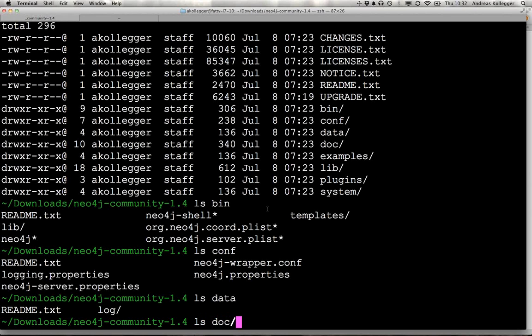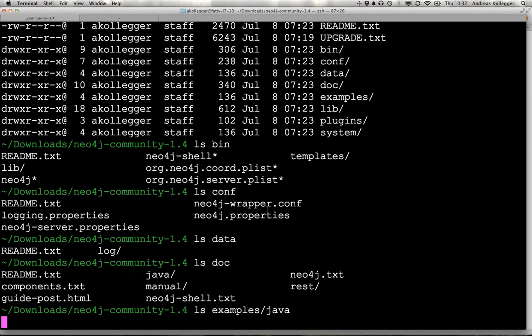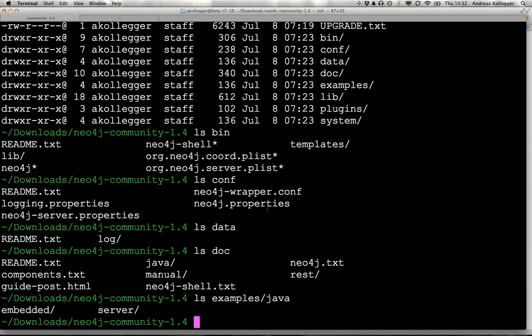There's the doc directory that has some handy text files in there, and it also has the aforementioned Neo4j manual, both in PDF and HTML forms. You have that available offline, in addition to being able to read it on the web. There is then, of course, our lovely Java examples directory that has examples for both running Neo4j in embedded mode and for running it as a standalone server. In just a little while, we'll be taking a closer look at all the stuff in there. That's some fun things.